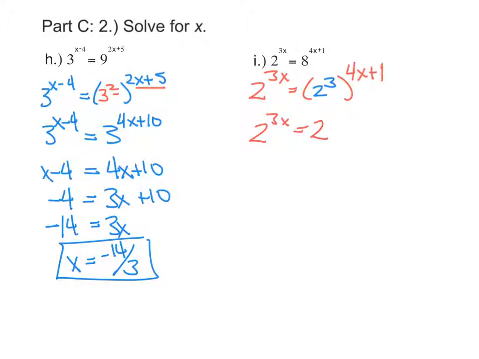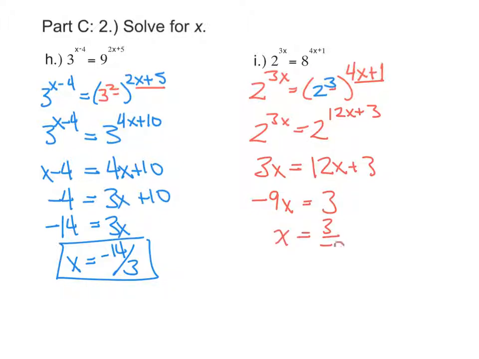But on the right, I'll take power to a power, so I'll multiply 3 times 4x plus 1, and I'll get 12x plus 3. Now I have two exponential expressions that are equal to each other. They have the same base, so that means that they have the same power. That 3x has to equal 12x plus 3. Solve it like normal. I'll subtract 12x, giving me negative 9x is equal to 3. Then divide by negative 9, so x is 3 over negative 9, which is negative 1/3. And there we go.